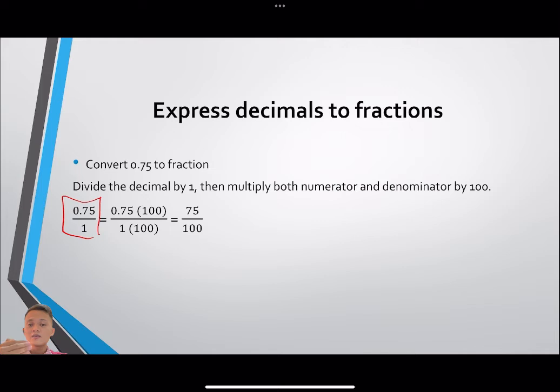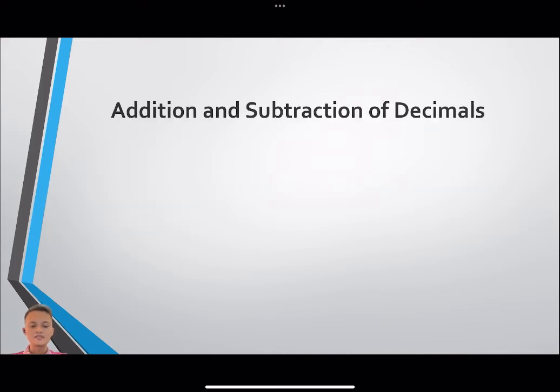And then, pwede pa natin kunin ang simplified fraction niya. To simplify, get the GCF of 75 and 100, which is 25. So, 75 divided by 25 is 3. And 100 divided by 25 is 4. Therefore, the fraction form of 0.75 is 3 over 4. Okay? Next, operations on decimals.